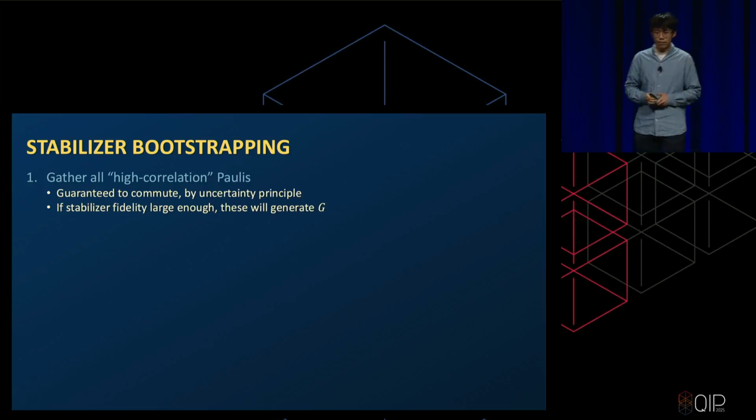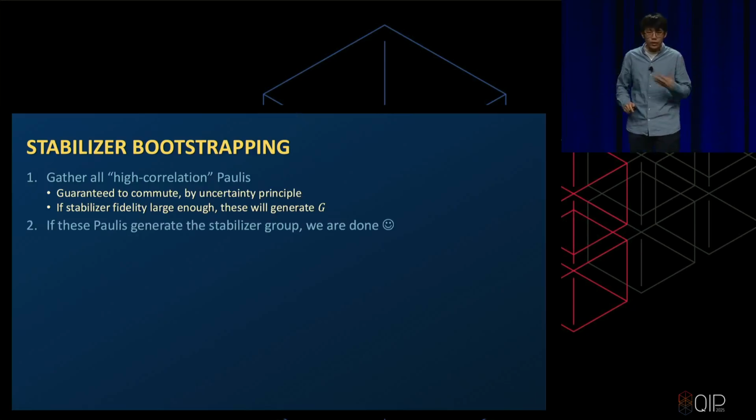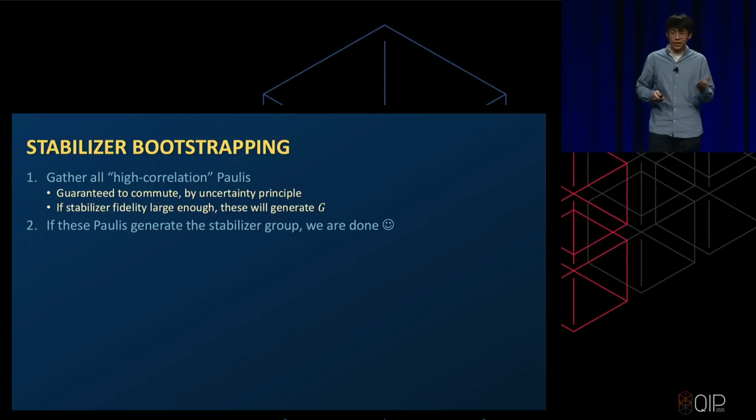Then you're basically done. In general, the high correlation Paulis that you produce need not correspond to your stabilizer group. But if they do, OK, then I'm happy. In general, what I can guarantee, however, is that just by the uncertainty principle, because I'm only keeping the ones which have large trace inner product with rho, they're guaranteed to commute with each other.